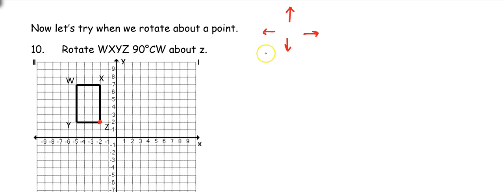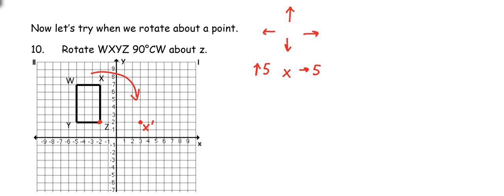So first we're going to move X. So originally when I move X, my original movement is 1, 2, 3, 4, 5 up. Now when I rotate clockwise 90 degrees, my shape should be going this way. So at 90 degrees, instead of going up, my movement would now be to the right 5. So from Z, I'm going to go right 1, 2, 3, 4, 5. And this is my new X coordinate.